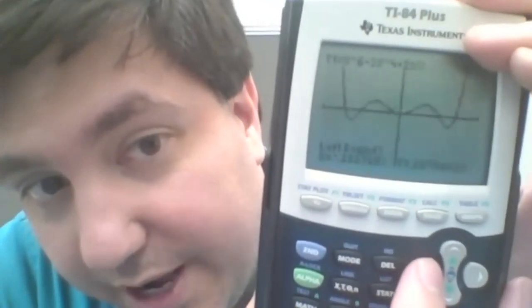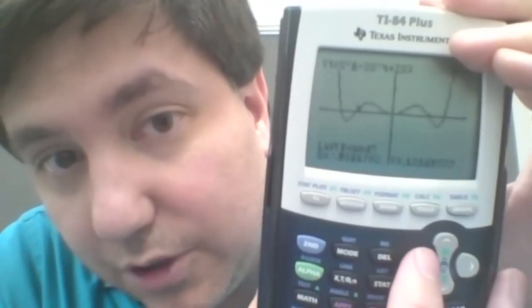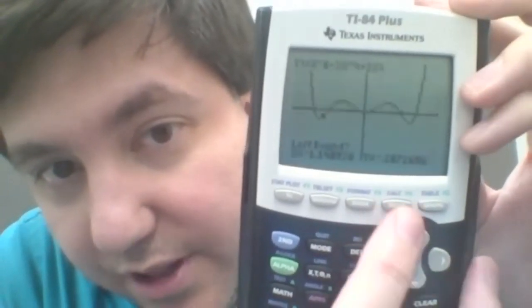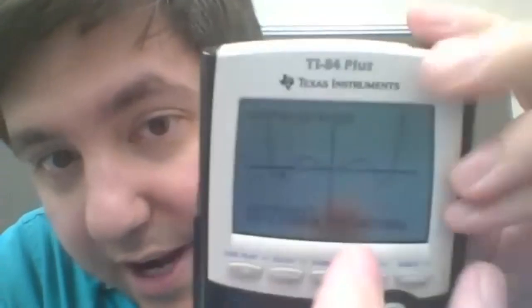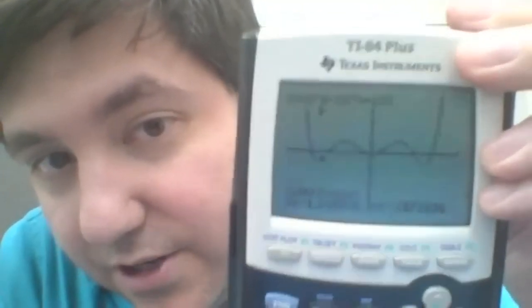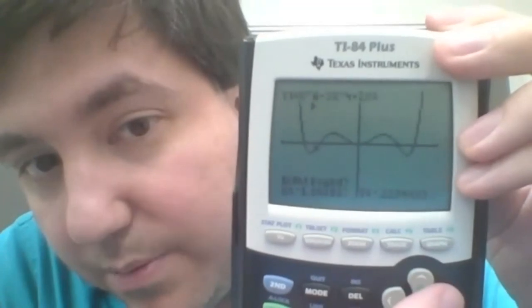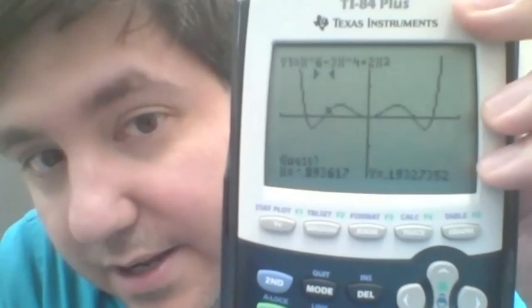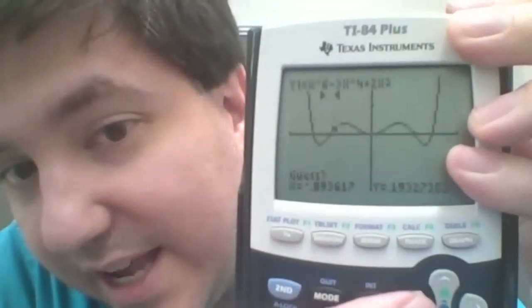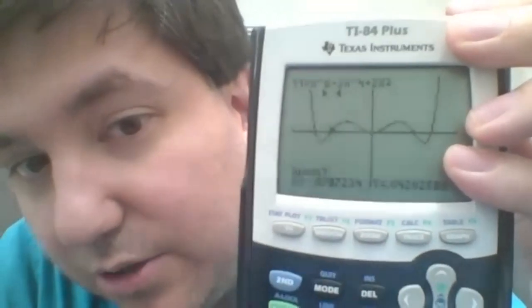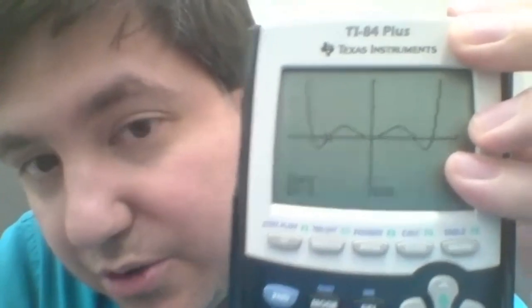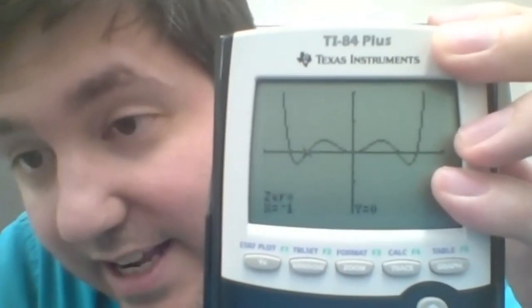So if we go over this way, it says give it a left bound. So keep going over here, go to the left of this point right here. Press enter, there's your left bound. Arrow back over this way and go to the right of the point and press enter again. That's the right bound. Then it says, give me a guess. So you get as close as you can. And lo and behold, there's the -1, which is one of the solutions we found earlier just by solving it analytically.